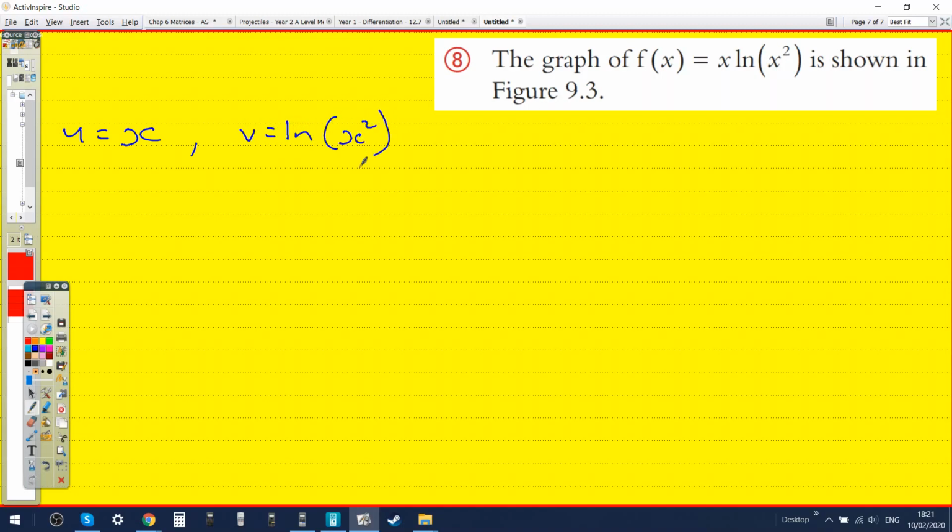It won't matter. So u dash is 1. And v dash is chain rule. Which is 1 over ln x squared. No, 1 over x squared times 2x.